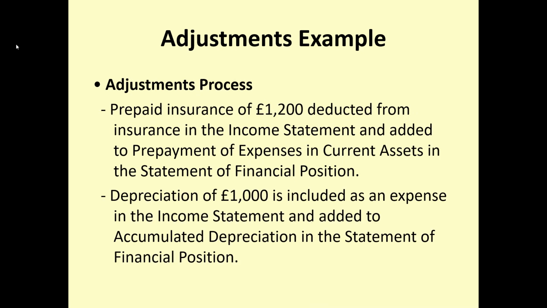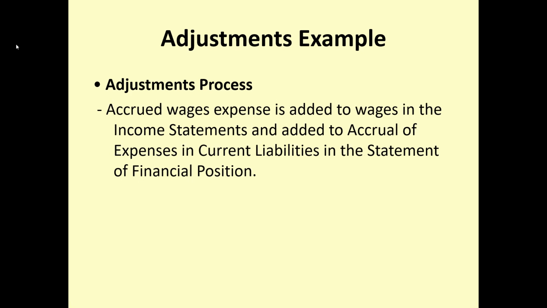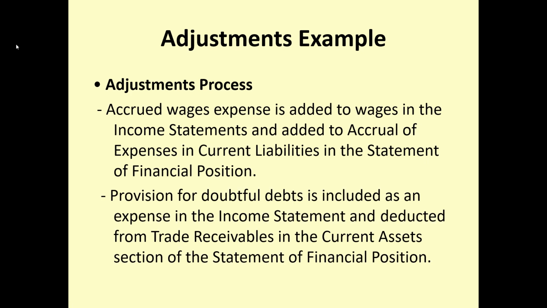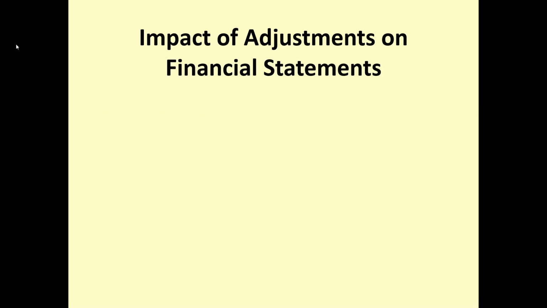Depreciation of £1,000 is included as an expense in the income statement and added to accumulated depreciation in the statement of financial position. Accrued wages expense is added to wages in the income statement and added to accrual of expenses in current liabilities in the statement of financial position. And the provision for doubtful debts is included as an expense in the income statement and deducted from trade receivables in the current assets section of the statement of financial position.